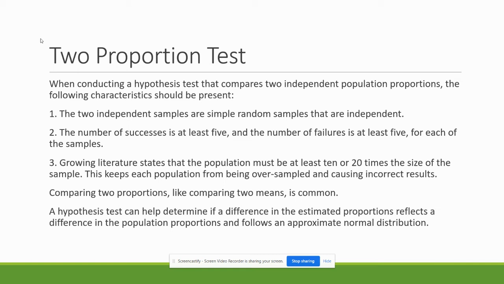The number of successes is at least 5, and the number of failures is at least 5 of each sample. We saw this in one proportion test. It's the same for the two proportion test.